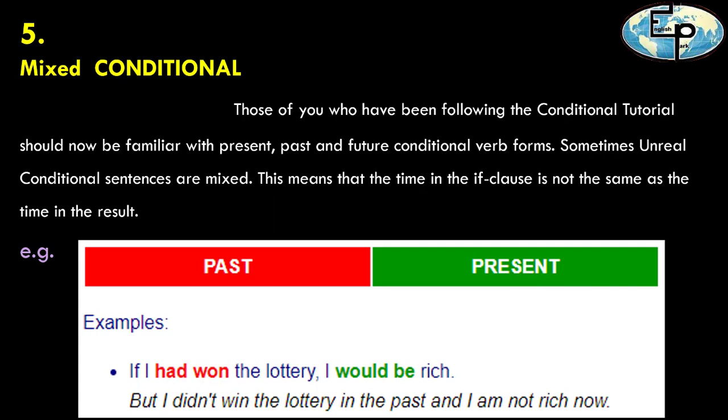Number 5. Mixed conditional. Those of you who have been following the conditional tutorial should now be familiar with present, past, and future conditional verb forms. Sometimes unreal conditional sentences are mixed. This means that the time in the if clause is not the same as the time in the result. For example, past and present: If I had won the lottery, I would be rich. But I didn't win the lottery in the past and I am not rich now.